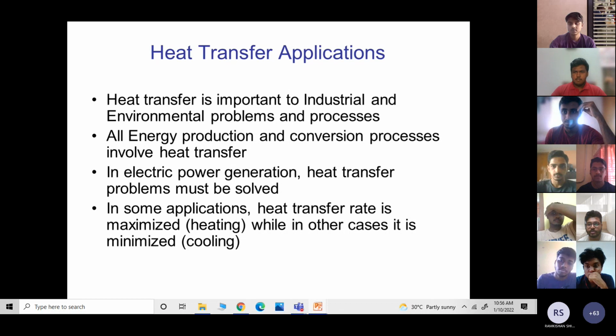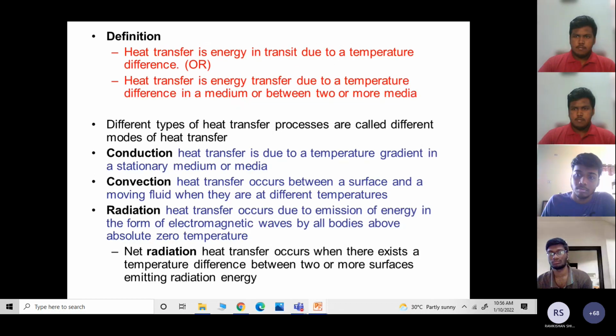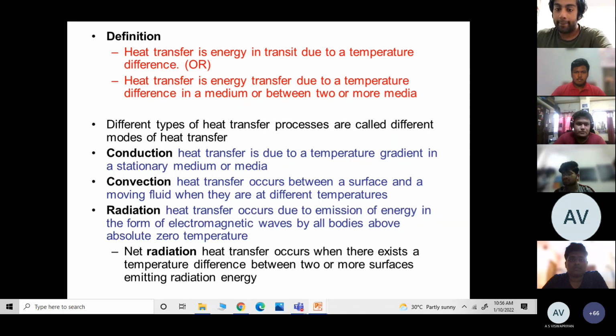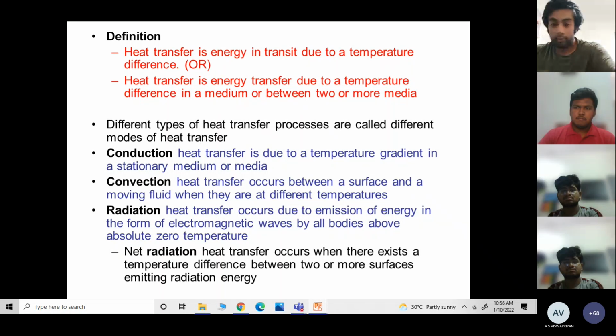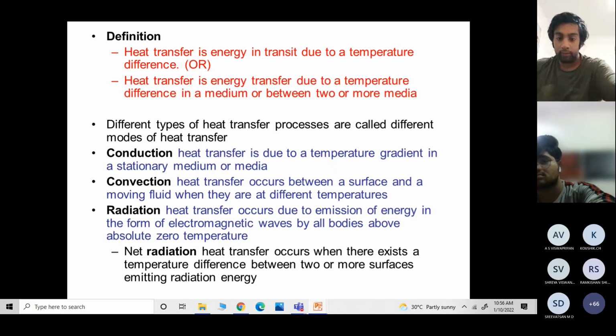Okay, in the last class we discussed the 3 modes of heat transfer: what is conduction, what is convection, and what is radiation. You can switch off your webcams.